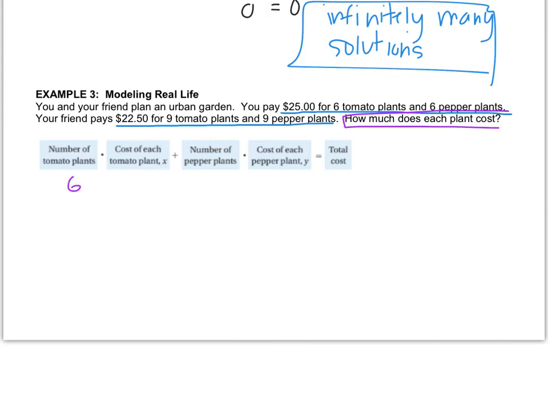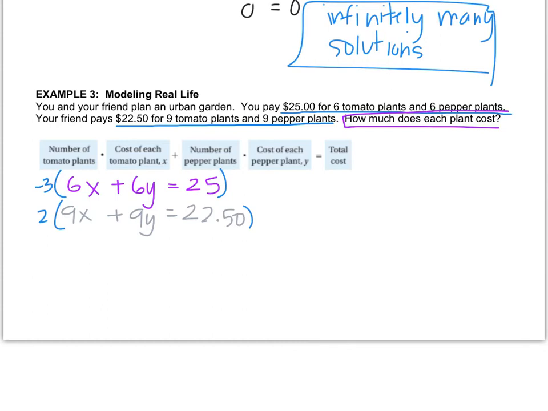So I have 6x plus 6y is equal to 25. And then the second equation is going to be my friend. So that's 9x plus 9y is equal to 22.50. So if you want to solve it, you have to make something cancel. So let's turn them both. Let's turn the x's into 18s, because that's something that 6 and 9 both have in common. So multiply this one by negative 3 and this one by 2. That way the top one will turn into negative 18 and the bottom one will turn into positive 18.